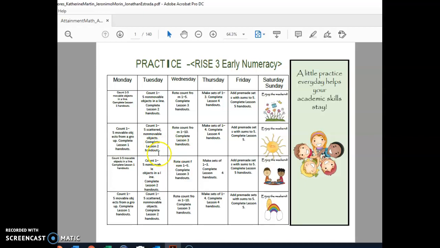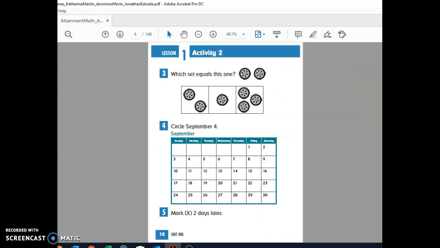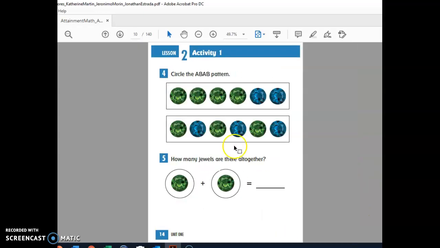Your worksheet for today is going to be lesson 2 handout. So that's going to be your second worksheet for lesson 2, and that would be this one right here, page 14. And what you are going to do here is you're going to do the ABA pattern. You've already been introduced to the ABA pattern. So we are going to answer this question.